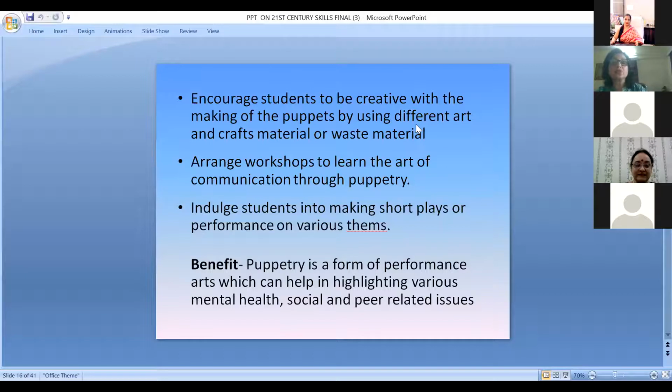It will indulge students in making short plays or performances on various themes. So this will also help the students to take up different themes and introspect themselves also, and to make people also aware, and learning will also become easy for them. So puppetry is a form of performance art which can help in highlighting various mental health, social and peer related issues.